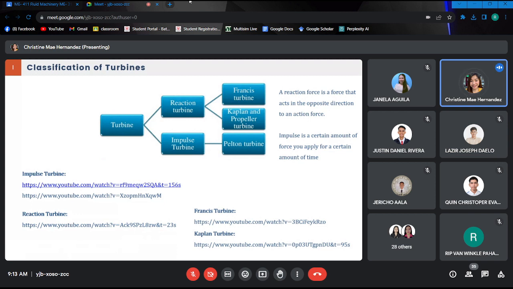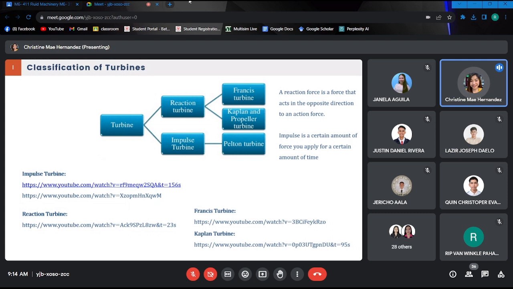So it is what causes power to be transferred from the water to the turbine shaft, maintaining rotation. So pag sinabi namang impulse, under nito is si Pelton turbine. So impulse is a certain amount of force you applied for a certain amount of time. So this simply means that instead of moving as a result of a reaction force, water creates some impulse on the turbine to get it to move.